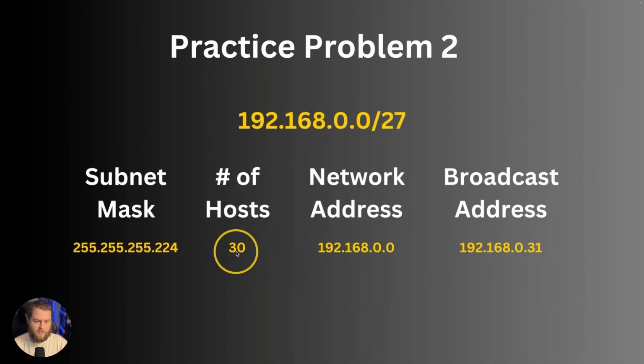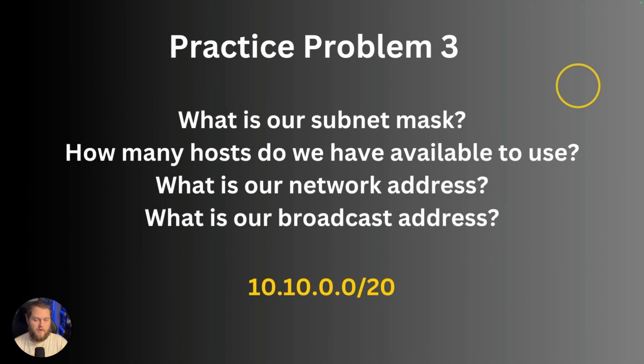Because we're going to subtract 2 from that number, and then we're going to have our network address, which is 192.168.0.0, and then 192.168.0.31. All right, practice problem 3. What is our subnet mask here? How many hosts do we have? What is our network address, and what is our broadcast address?